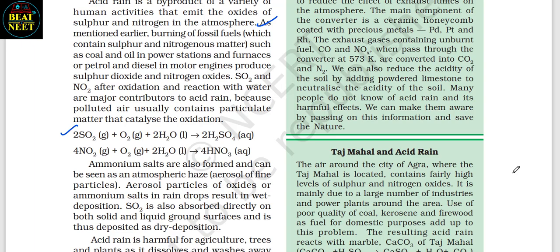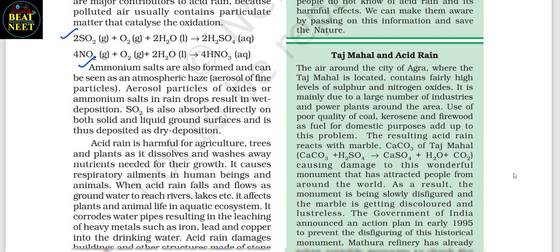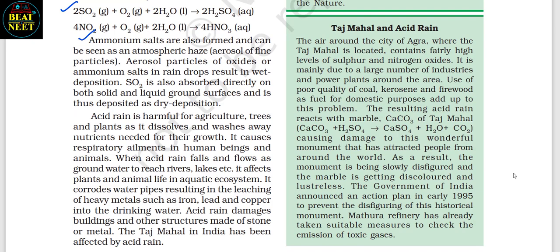2SO2 + O2 + 2H2O gives 2H2SO4; 4NO2 + O2 + 2H2O gives 4HNO3. Ammonium salts are also formed and can be seen as an atmospheric haze, that is, an aerosol of fine particles. Aerosol particles of oxides or ammonium salts in raindrops result in wet deposition. SO2 is also absorbed directly on both solid and liquid ground surfaces and is thus deposited as dry deposition.